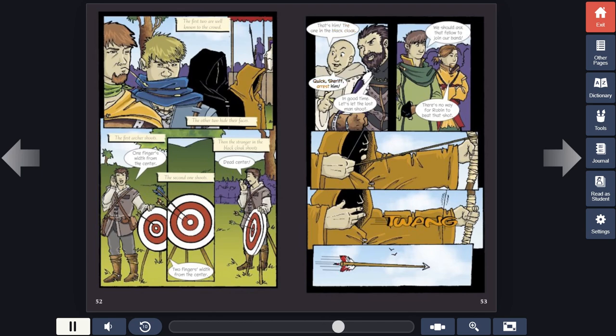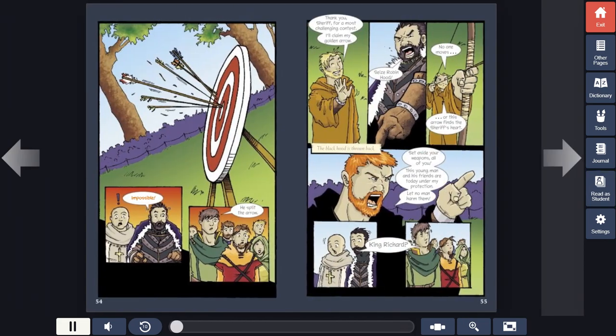Quick, Sheriff, arrest him! In good time. Let's let the last man shoot. We should ask that fellow to join our band. There's no way for Robin to beat that shot. Impossible! He split the arrow. Thank you, Sheriff, for a most challenging contest. I'll claim my golden arrow.